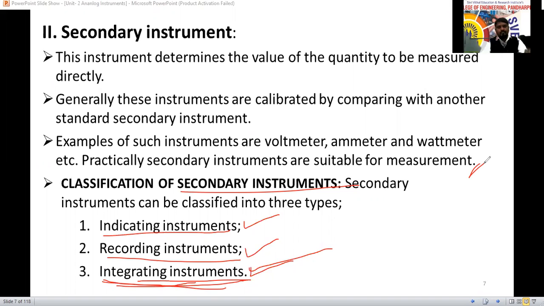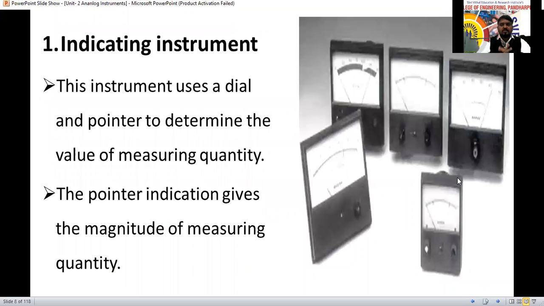Okay. So we'll go for the next instrument, that is called indicating instruments. We are going to discuss it now. See here, indicating instruments. The diagram, it is visible? Yes, sir. Here, I will take the spotlight, just a minute.